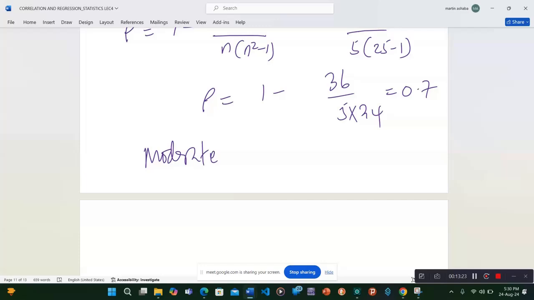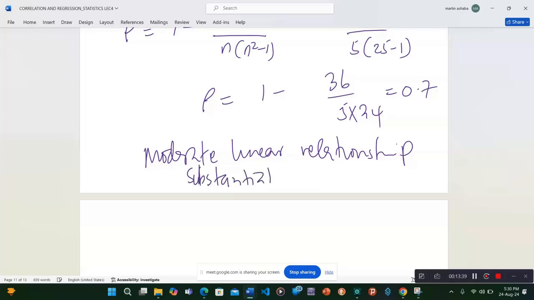Moderate linear relationship. Another one can say substantial because 0.7 is above 0.5. Substantial.